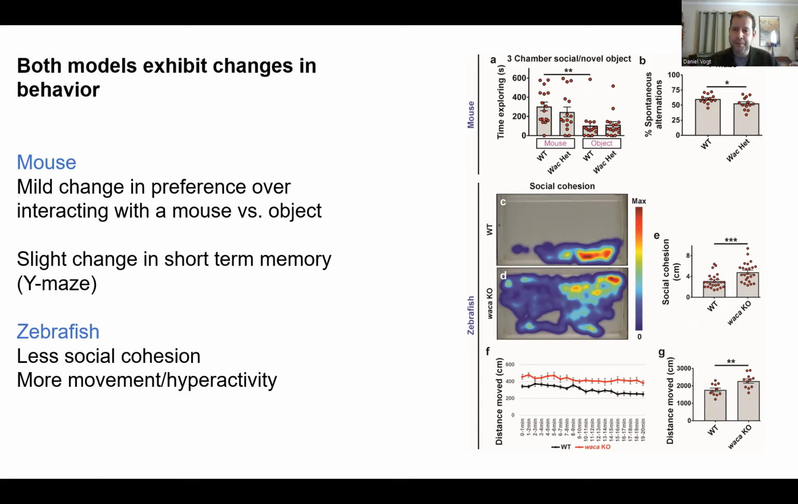I think a very strong one that the zebrafish shows is this color map in C and D here. When these fish are put in a novel tank as a group, they usually stay very close together. And this is what's called social cohesion. In the whack knockouts that Dr. Kim's group has made, you can see just by the heat map here in D that there's a lot more spread out as they're swimming around. And this is quantified in E. So there's a pretty strong social behavior in the fish that I think could be advantageous for us there.